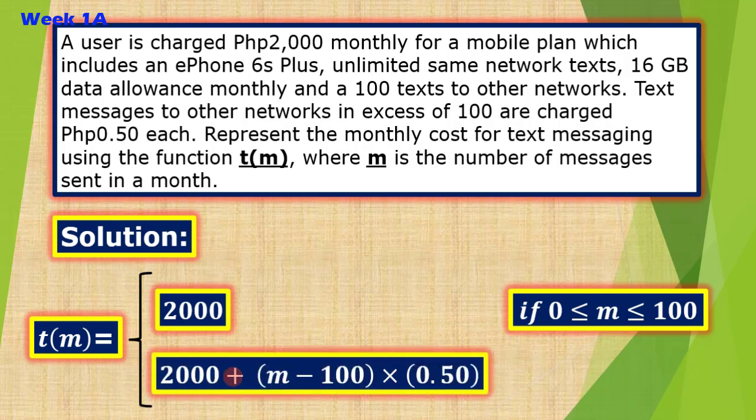Another possibility is 2,000 plus the quantity M minus 100 times the cost of texting to other networks, which in this given problem is 50 cents. The condition is if M, or the number of messages sent to other networks in a month, exceeds 100.